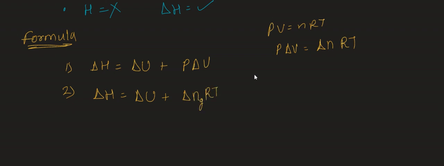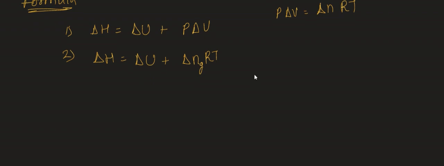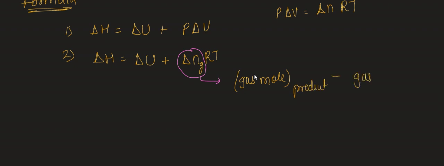Now you may ask, what is the meaning of delta n_g? What is the meaning of n here? Moles. So it is the number of moles of gas. Wait a minute, I will write the formula. What is the formula of delta n_g? Gas moles of product minus gas moles of reactant. Okay, moving to the next one.